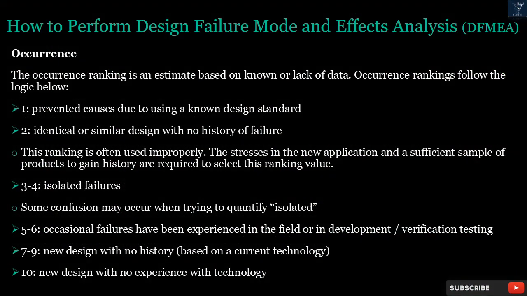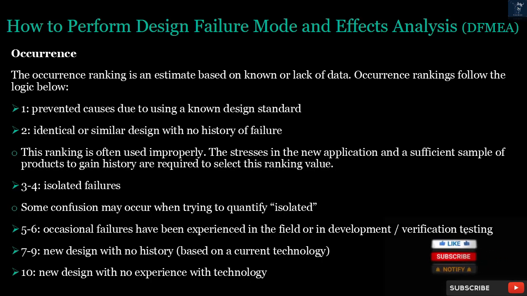Occurrence. The occurrence ranking is an estimate based on known data or lack of data. Occurrence rankings follow the logic below. 1. Prevented causes due to using a known design standard. 2. Identical or similar design with no history of failure. This ranking is often used improperly. The stresses in the new application and a sufficient sample of products to gain history are required to select this ranking value. 3 to 4.